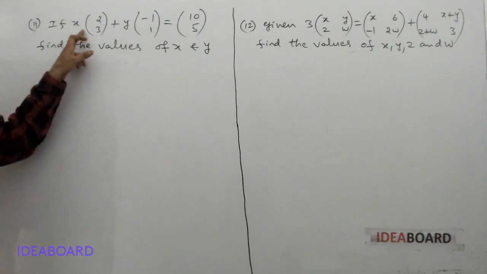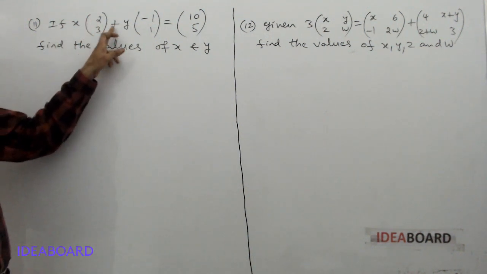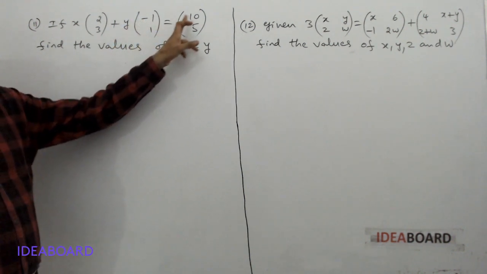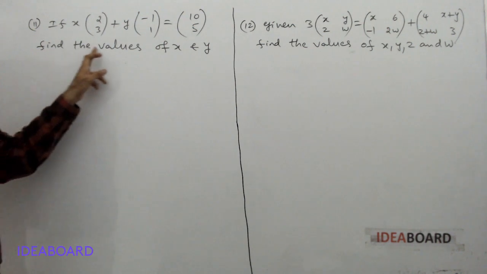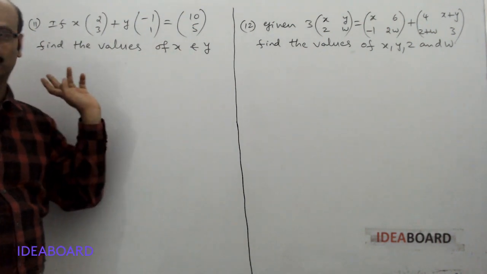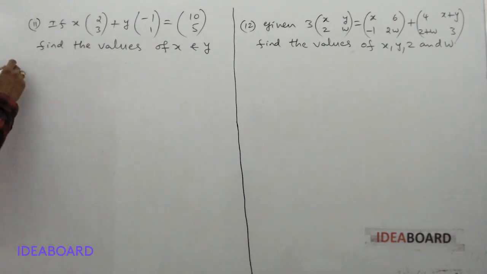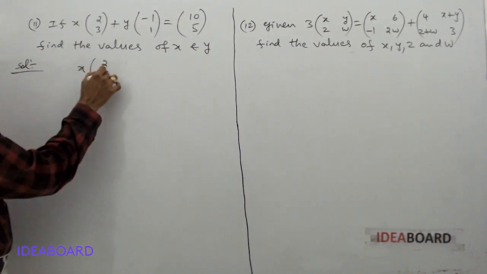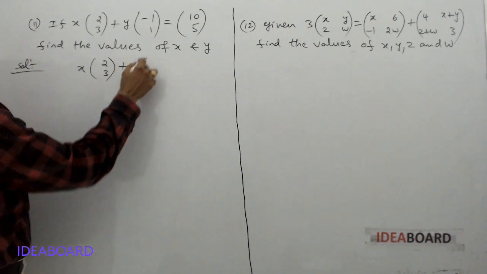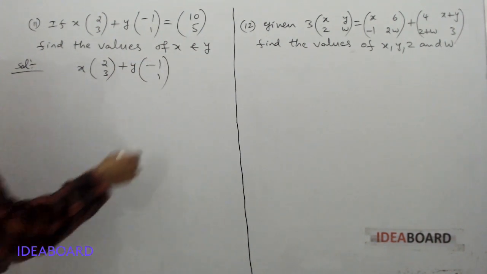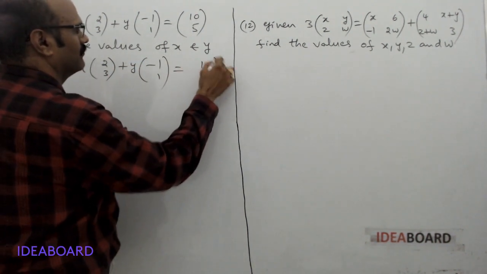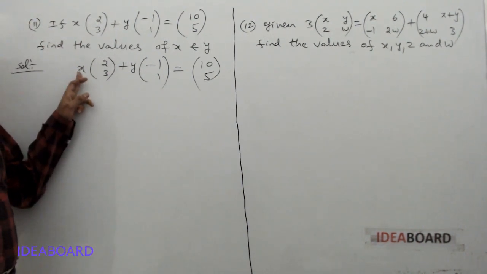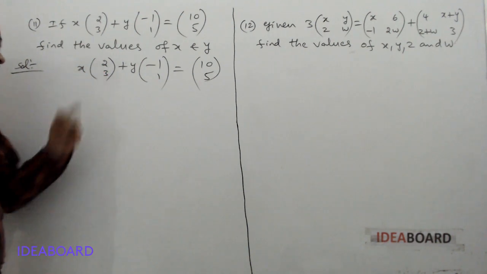If x into the matrix [2 3] plus y into the matrix [-1 1] equal to [10 5], then find the values of x and y. Here it's given that x into the matrix [2 3] plus y into the matrix [-1 1] equal to [10 5]. Now multiply the scalar x with all the elements of this matrix.